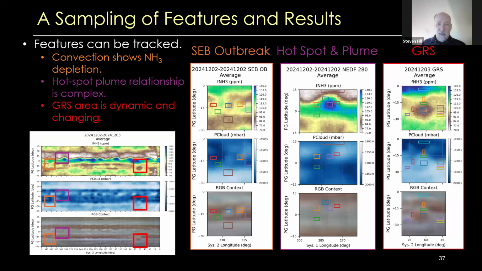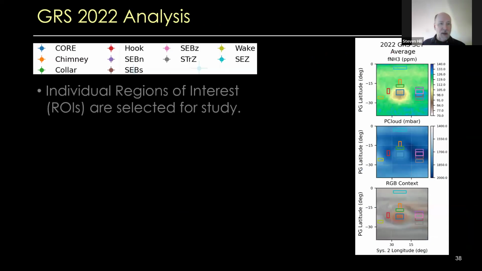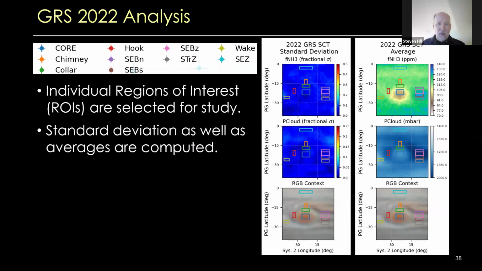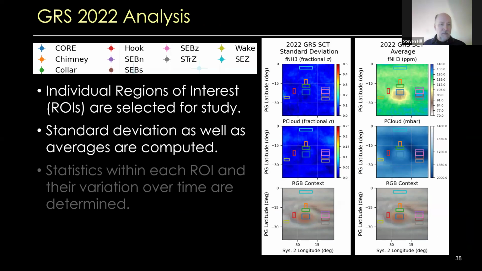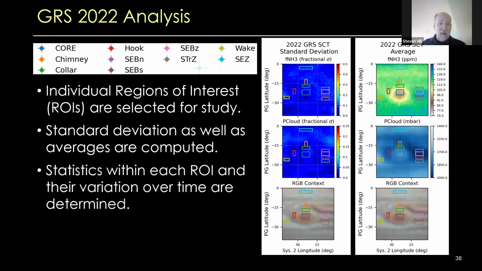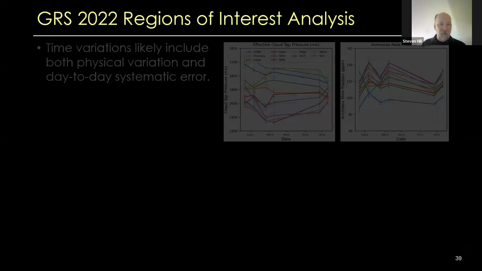The little boxes on those map patches represent analysis areas that we'll talk about in the next couple of slides. So we can use those little boxes as regions of interest. And when we look at regions of interest or create map patches from stacks of maps, we also look at the standard deviation to know that there are no outliers, no huge statistical variations. And then we compute the statistics within each region of interest and their variation over time.